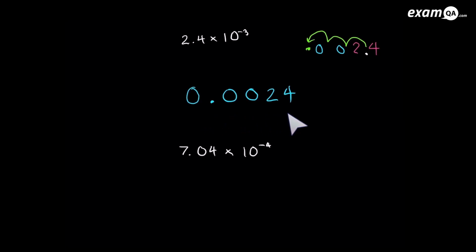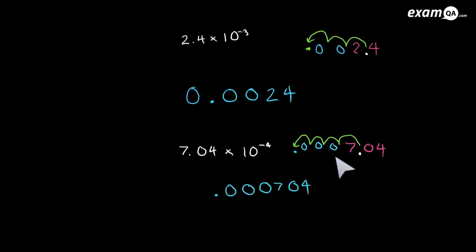So let's look at this example, and we need to move the decimal place backward 4 times since it's a minus 4. And of course we need to fill in those gaps we created with zeros, and we need to put an extra 0 at the front.